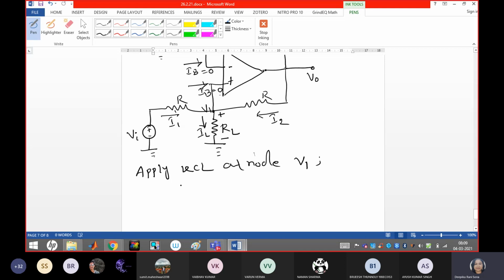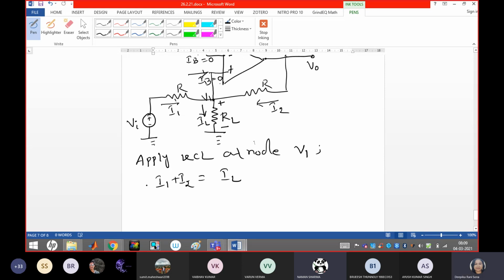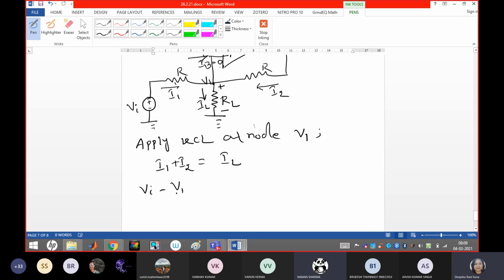If we apply KCL at node V1, I1 and I2 are approaching V1 while IL is leaving from V1. So I1 plus I2 equals IL. Now tell me the value of I1. I1 is Vi minus V1 by R. Then I2 is V0 minus V1 by R. Next IL is V1 minus 0 by RL.